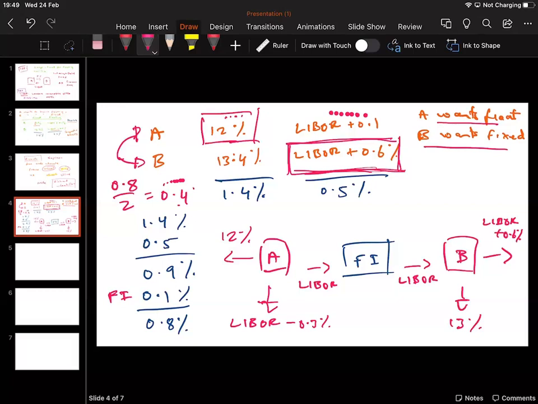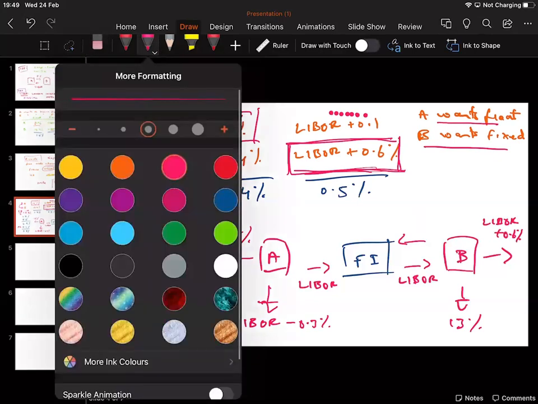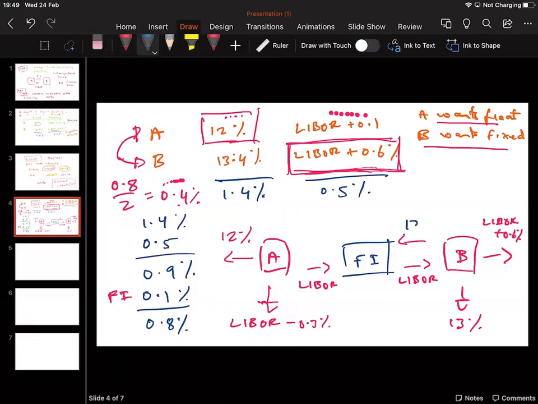Then finally, to complete the swap and to ensure that A gets 0.4% of a benefit, B gets 0.4% of a benefit, and the financial institution gets 0.1, we have to see what rate is consistent. What should B pay the financial institution, so that when we combine LIBOR and LIBOR plus 0.6, the net position for B is 13%? There's only one rate consistent with that, and that is 12.4%. So if you receive LIBOR, pay out LIBOR plus 0.6, then you're down 0.6, and if you pay out an additional 12.4, you're down collectively in aggregate 13. So that would net to 13%.